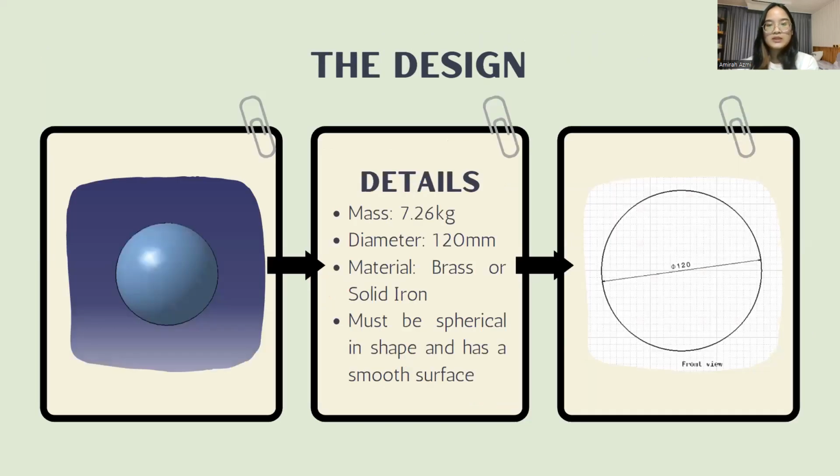The design of the shot put is quite simple. It is basically a rounded ball of metal. The mass for the men's category is 7.26 kilograms, and the diameter is usually around 120 millimeters. The material is either brass or solid iron, and it can be any type of metal as long as it's not softer than brass. It must be spherical in shape and have a smooth surface.